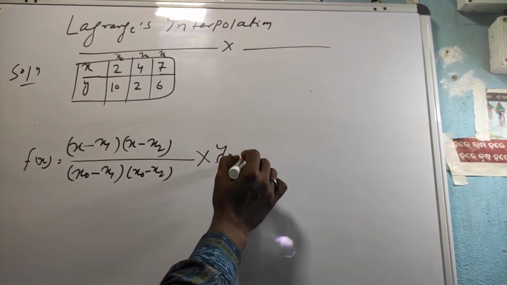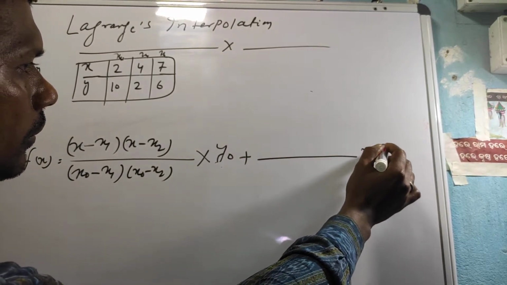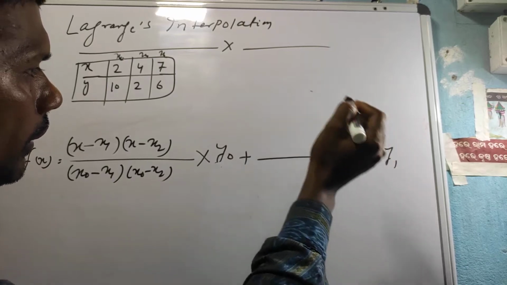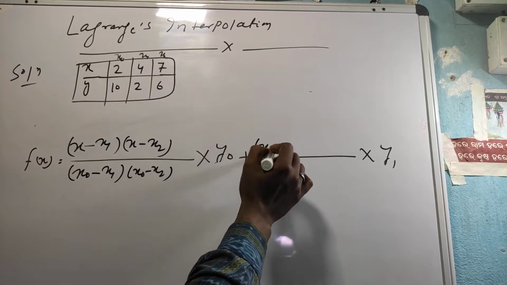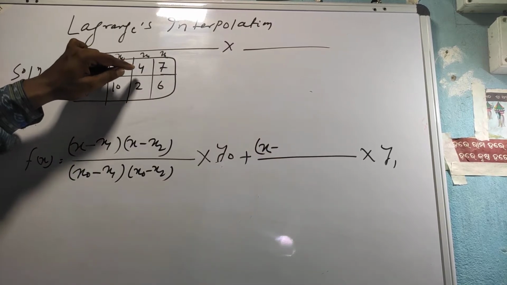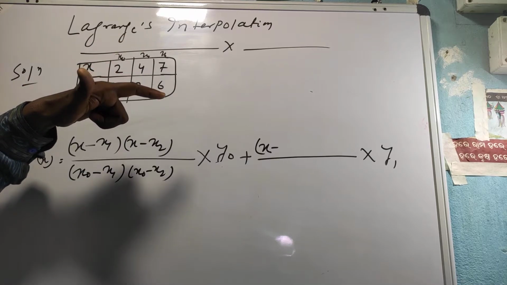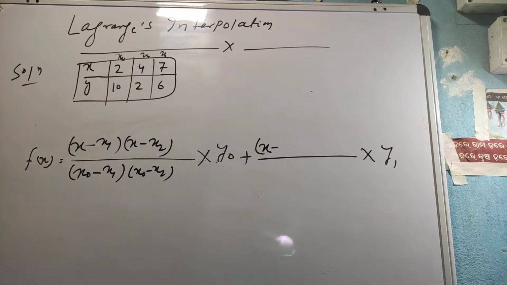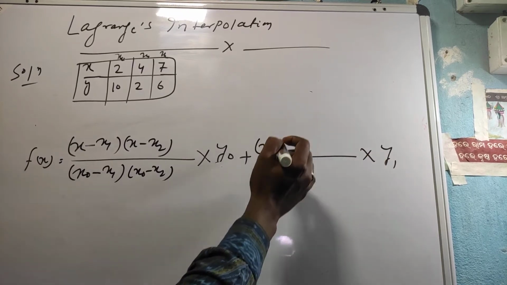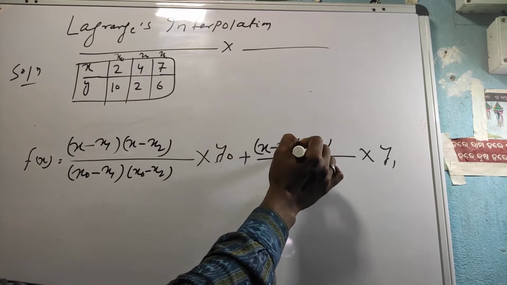Second, we continue this formula. Similarly, after y0 we write y1. With y1, we subtract the x term from the others, but do not write x1 in the numerator, because y1 is on the numerator side. So it is x minus x0, x minus x2.